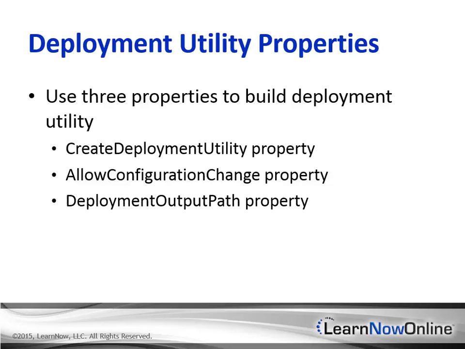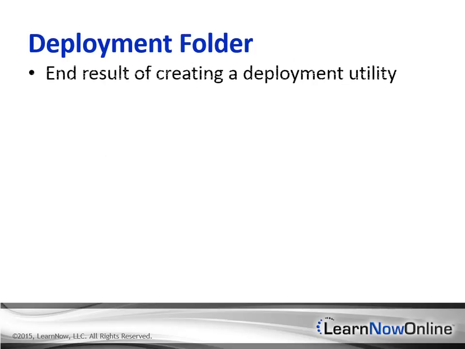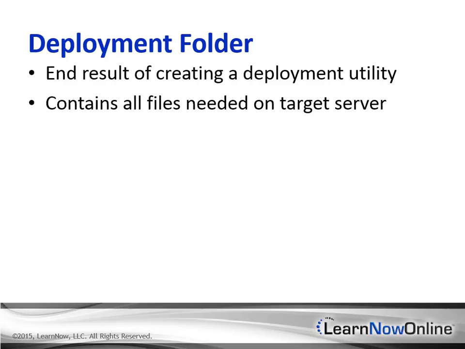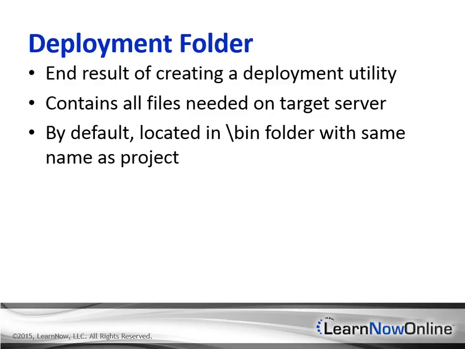All right, then the third property is Deployment Output Path. This property tells SQL Server Data Tools where to build the deployment folder relative to the path of the project folder, and the default setting is bin/deployment. When Create Deployment Utility is set to true, SQL Server Data Tools creates a deployment folder when you build the project. The deployment folder contains the files that you need to deploy the package to the new environment. By default, the deployment folder is located under the package's bin folder, as I mentioned, although you can change that location.